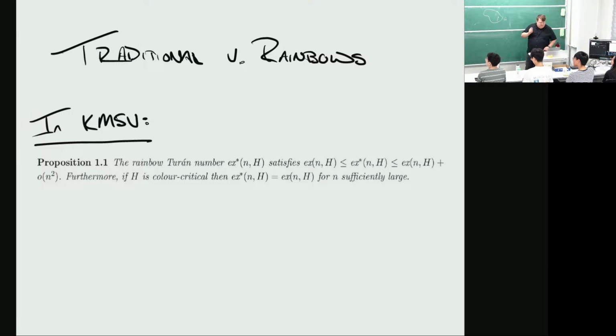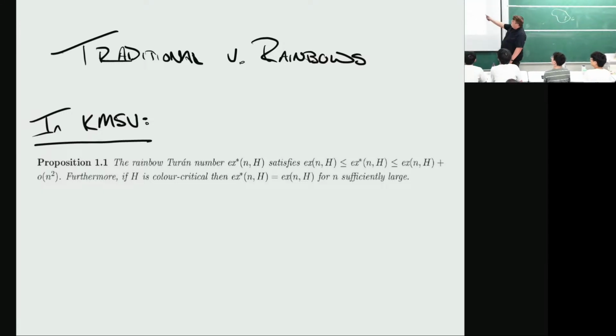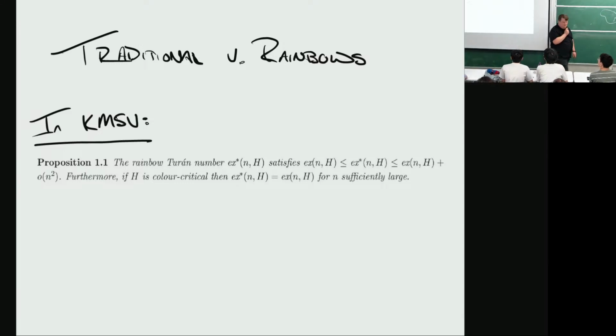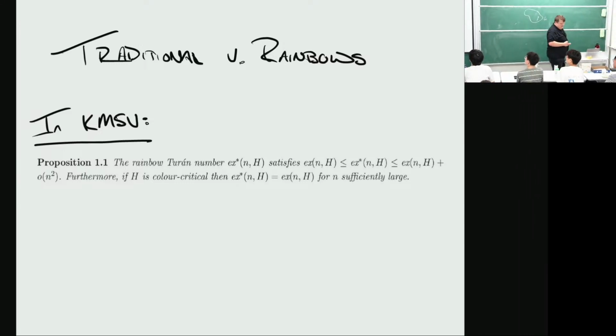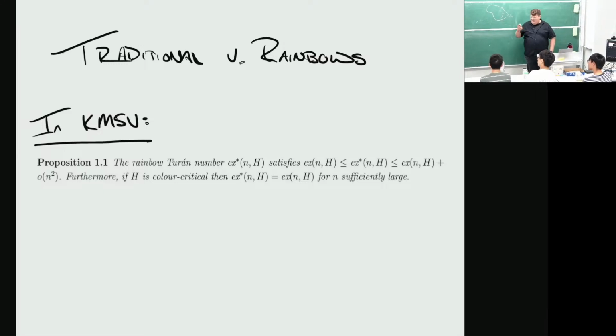And in particular, they proved this theorem. It's Proposition 1.1. You can tell it's important. It says that the rainbow extremal number satisfies, first, a nice monotonicity relative to the normal extremal number. So the rainbow extremal number is always at least as big as the normal extremal number. Why is that? Well, if I take a graph which doesn't have a copy of H, and I color it however I want, it certainly won't have a rainbow copy of H. One is not going to magically appear.